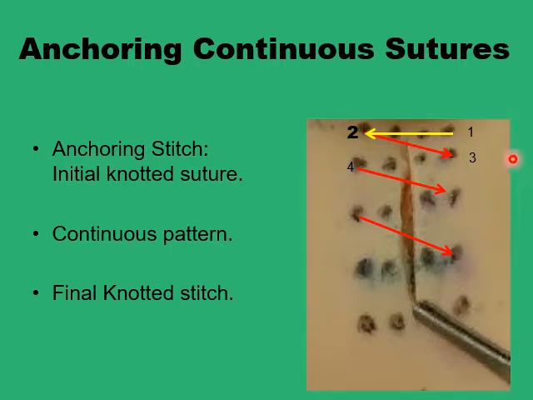The first suture, the anchoring suture, goes horizontally between 1 and 2. Here you tie the knot and then you repeat these units afterwards until the very end, where you change direction and finalize the suture line. So basically, continuous sutures are made up of these three elements: the anchoring stitch, the continuous pattern, and the final knotted stitch. In this presentation, we'll go through the anchoring stitch of various patterns of continuous sutures.